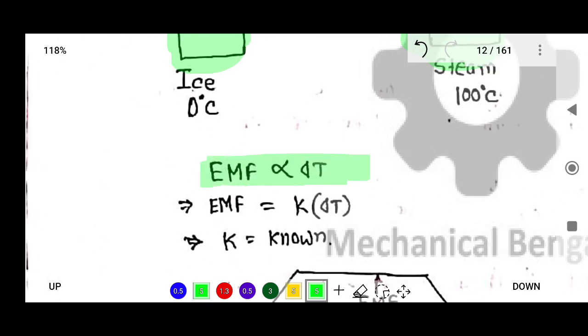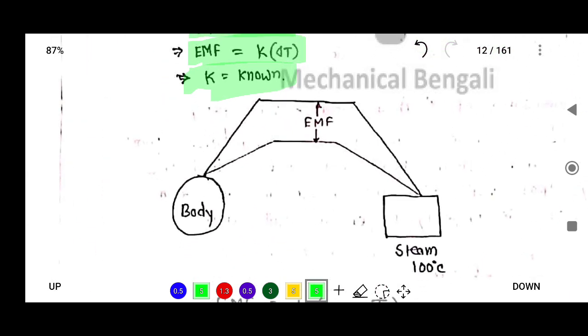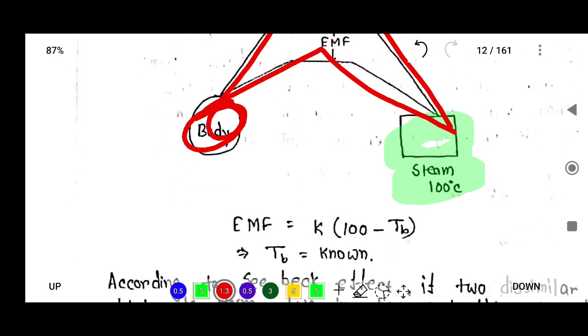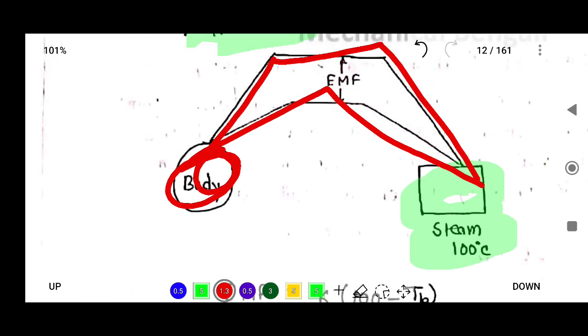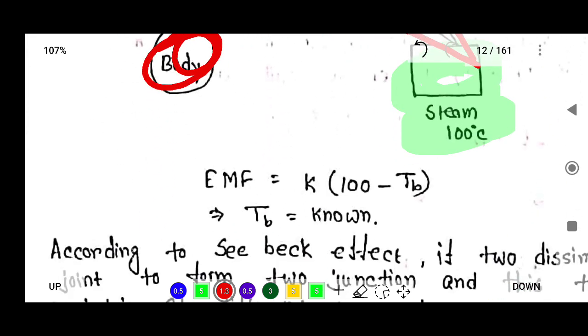So EMF is equal to K into temperature difference. From here you can calculate the constant value. Now if you want to calculate the body temperature, you connect the steam at the right side, and two dissimilar metals are connected in this way, and there is a body whose temperature you can measure. So you find out this K. We know the formula EMF equals K into delta T. Delta T means 100 minus body temperature. So K is known and EMF will be known, so from here you can find out TB.